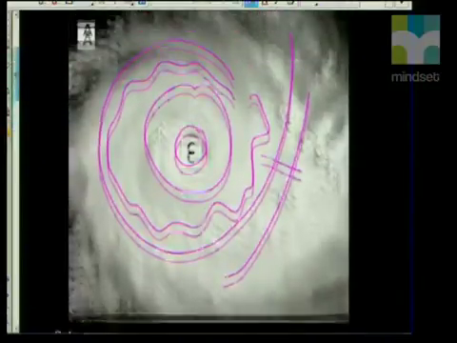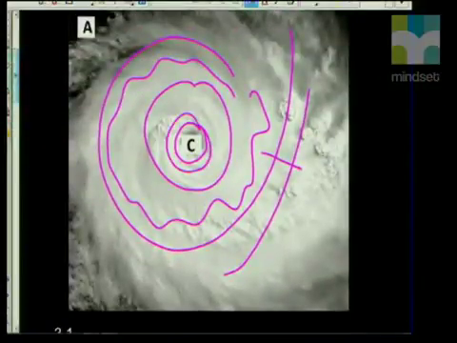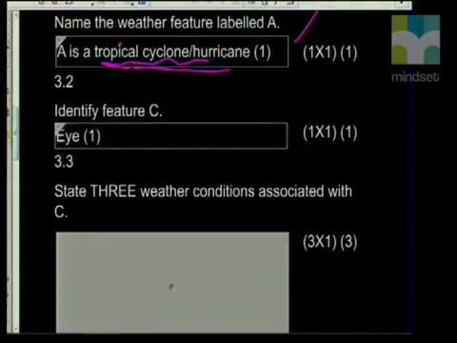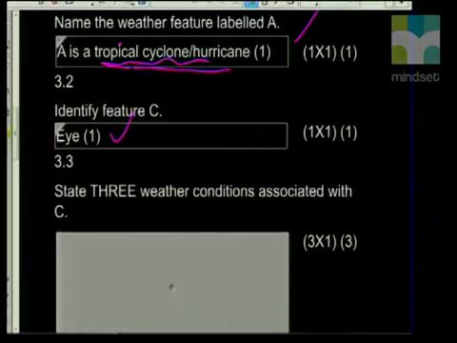Identify feature C. You've already picked it up, learners. That is the eye. Feature C is the eye. Because it's a straight identification, it is 1 mark. State 3 weather conditions associated with C. Learners, what have you picked up here?